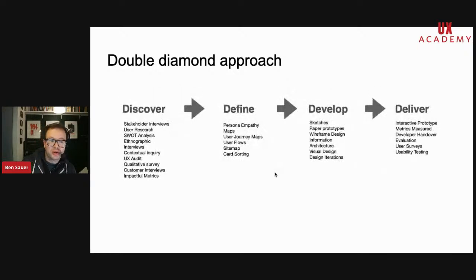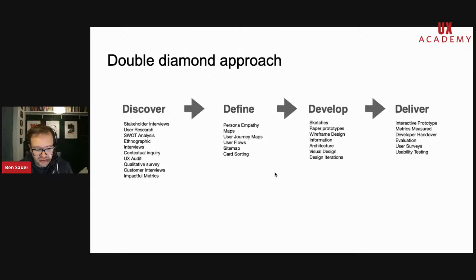So what do we do in each of these phases? So in discovery, you know, you're doing interviews, you're doing your user research, you look at the strengths and weaknesses. Sometimes you do ethnographic research, you know, you think really broadly. Interviews, contextual inquiries, a really nice practice where we go and discover things in context. You can audit the interface. I'll show you a little bit of that in a while. You can do surveys. You look at metrics, you take a really broad look at all of the inputs that you might have.